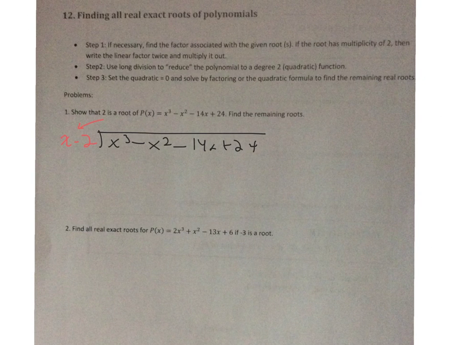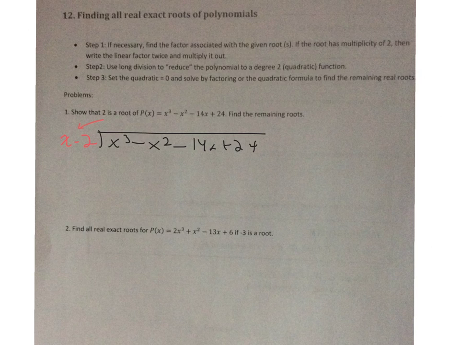I have 2 as a root, so that means that x minus 2 is a factor. So I'm going to use long division, and I'm going to divide x minus 2 into that polynomial and get the quotient. You might want to hit pause and do it, and I'll come back with the answer.